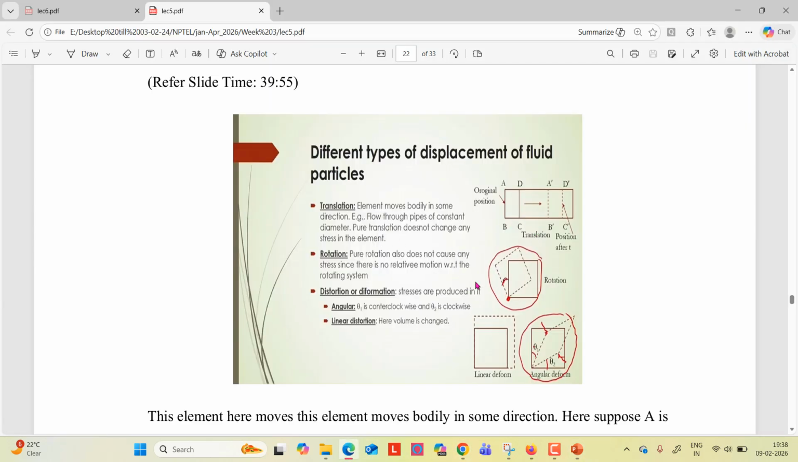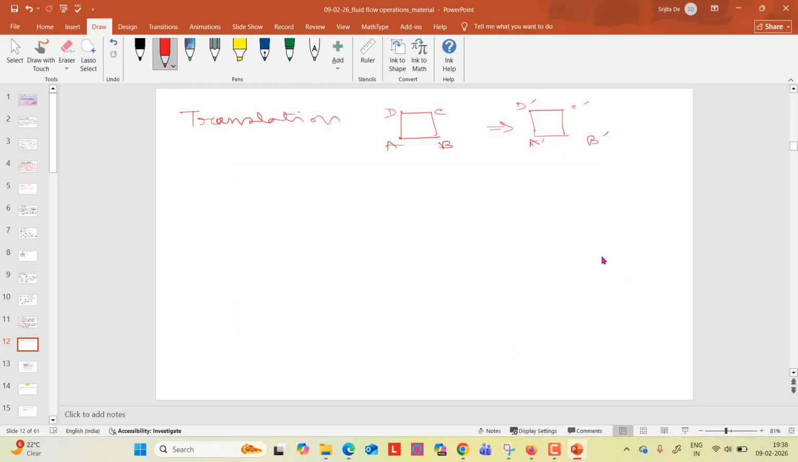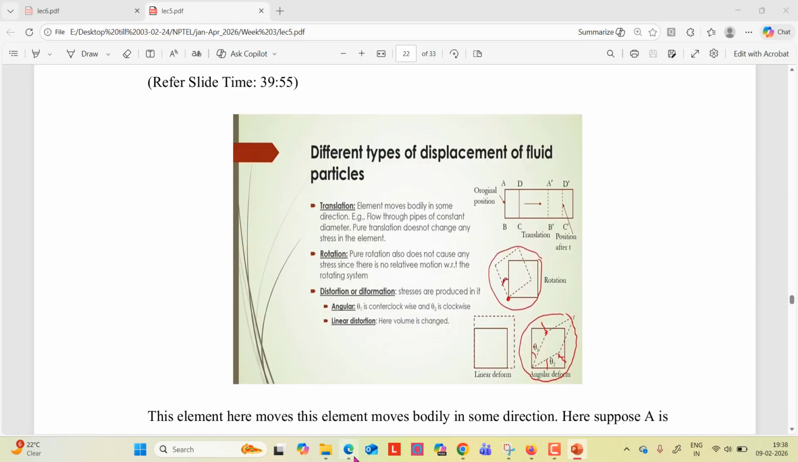Okay. What is rotation? Rotation does not cause any stress since there is no relative motion. So rotation is with the same position. Suppose this is A, B, C and D. If the rotation happens, this will look like this. So now this is A dash, B dash, C dash and D dash. This is the rotation. Next comes the distortion and deformation where the stresses are produced.